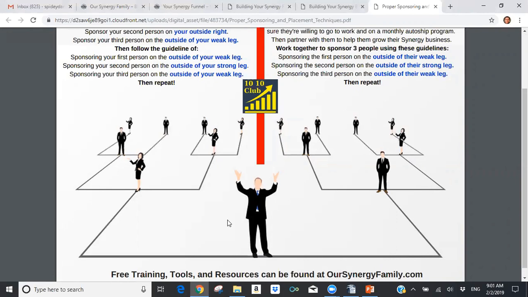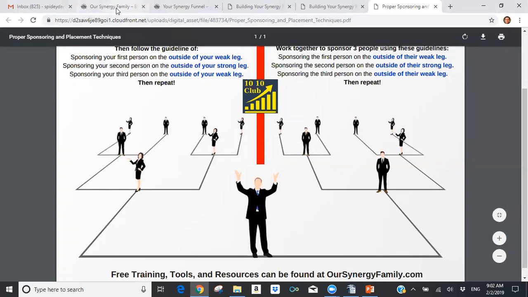As you bring new people into your Synergy business, you want to make sure that you properly sponsor and place them into your organization so that both your left and right sides are going to grow and develop properly, because it's important for you to earn residual income through the proper growth of your organization down underneath your tracking center one.